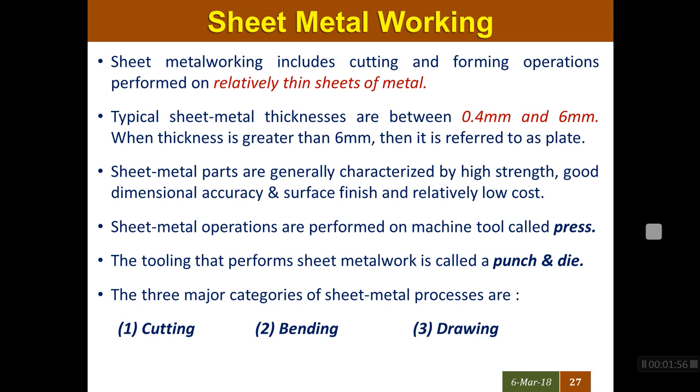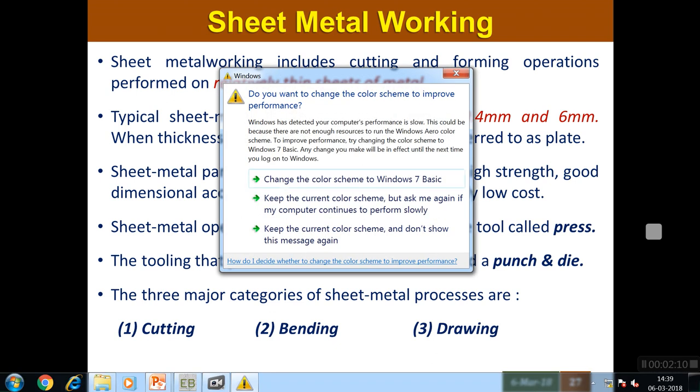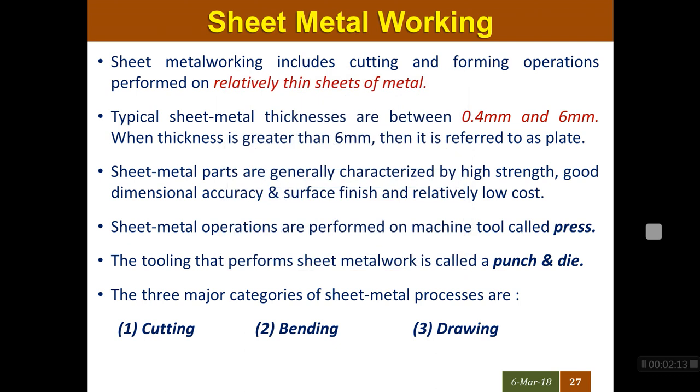As a third point, very important, sheet metal parts are generally characterized by high strength, good dimensional accuracy and surface finish. A very good example we see in day-to-day life is a computer CPU cabinet. It is also a sheet metal operation. Similarly, we have sheet metal roofs, which may be made up of plastics or steel. So the material doesn't matter, the applications and the operations are the same.